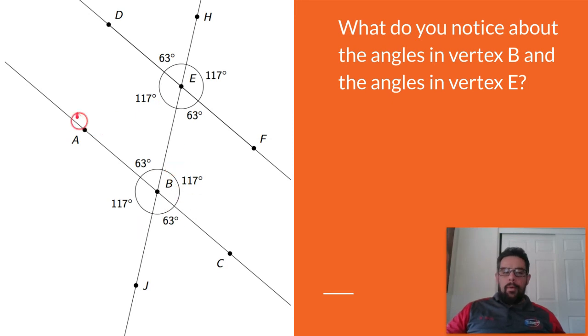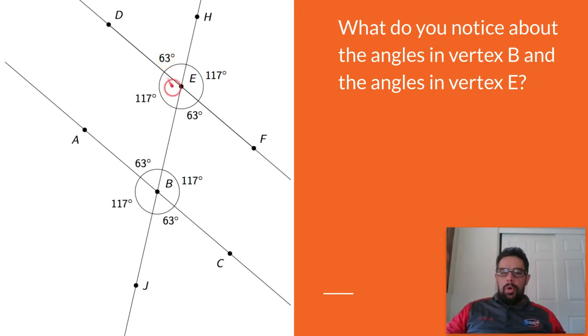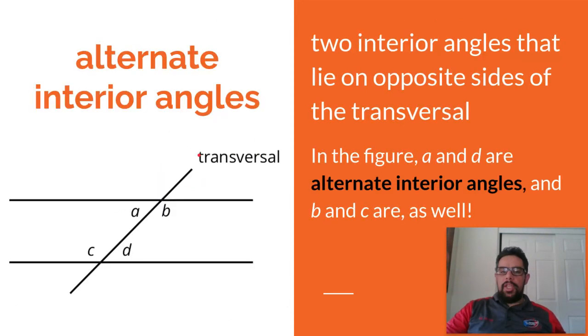Now I want you to notice the lines AC and DF. These lines are parallel lines. That makes a difference. That is the key of the lesson. This line right here, HJ, is the transversal. It crosses both of the lines. So remember that these angles are the same. They are congruent to each other.